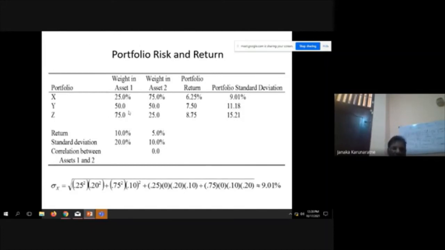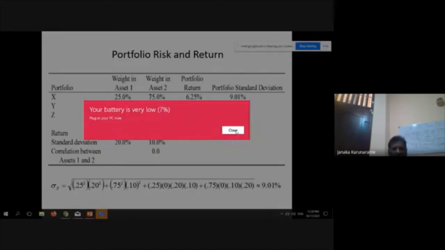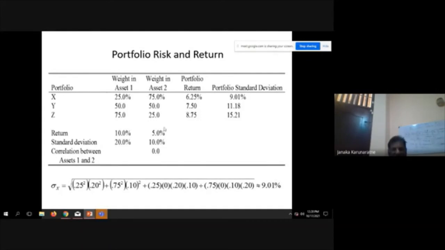Similarly, if you have a portfolio with 50% of asset 1 and 50% of asset 2, what would be the expected return? Don't look at the answer. 50% of 10% and 50% of 5% gives 7.5. If we have a portfolio with 75% and 25%, you end up with 75% of 10%, which is 7.5, and 25% of 5%, which is 1.25. So that is 8.75.